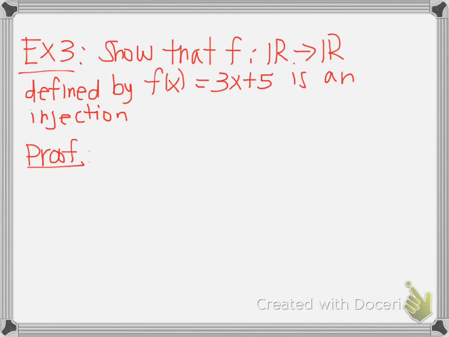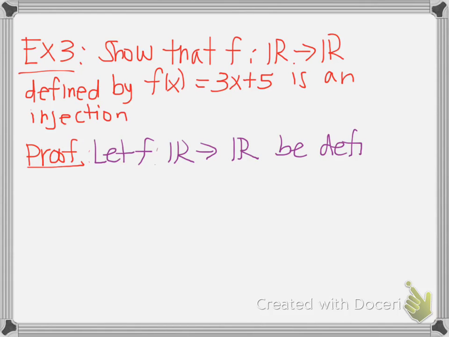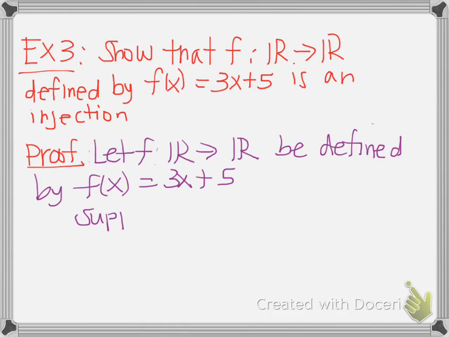Okay, so we're going to show that f going from R to R defined by f of x equals 3x plus 5 is an injection, or it's one-to-one. All right, so here to prove that, again, we sort of reiterate what's given. Let f be a function going from R to R defined by f of x equals 3x plus 5. Okay, and yes, you do need to put this in your proof because you want to make sure you have a complete proof.